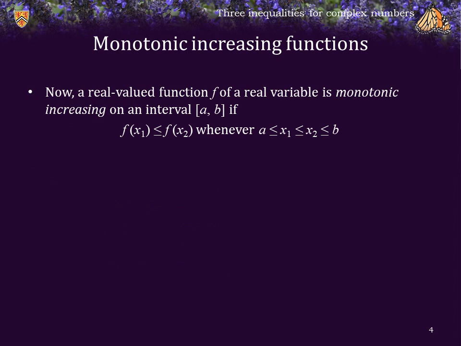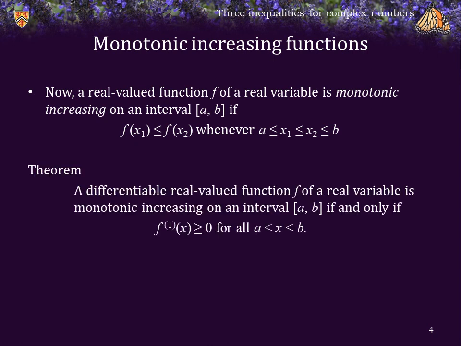Now, a real valued function f of a real variable is said to be monotonic increasing on the interval a b if the value of f at x1 is less than or equal to the value of f at some point x2 whenever x1 and x2 are between a and b and x1 is less than or equal to x2. So basically what this says is if you evaluate the function at one point x1 and move a little bit to the right, you are guaranteed that the value of the function can only be increasing.